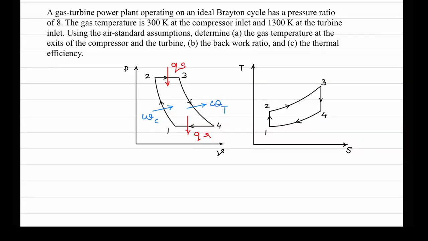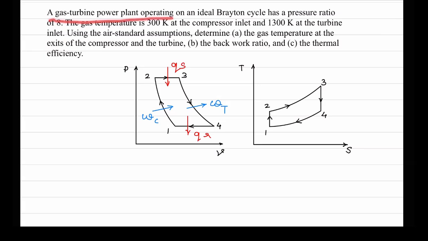Solving a problem on Brayton cycle, and we are considering the ideal Brayton cycle. This ideal Brayton cycle is a closed cycle, and the working fluid is air. Here you can see the question: a gas turbine power plant. Whenever we see a gas turbine power plant, it is an ideal Brayton cycle. We have the ideal Brayton cycle in our syllabus, we don't have its modification.